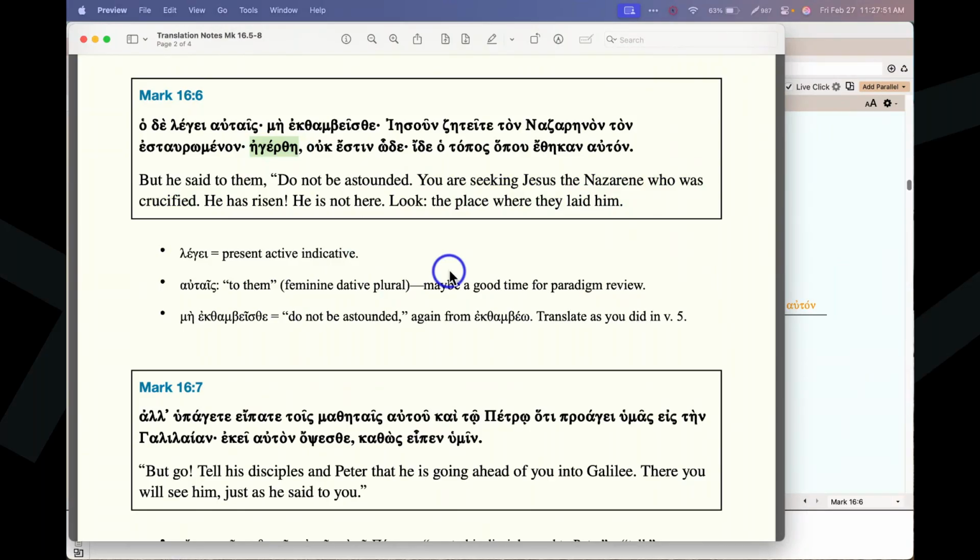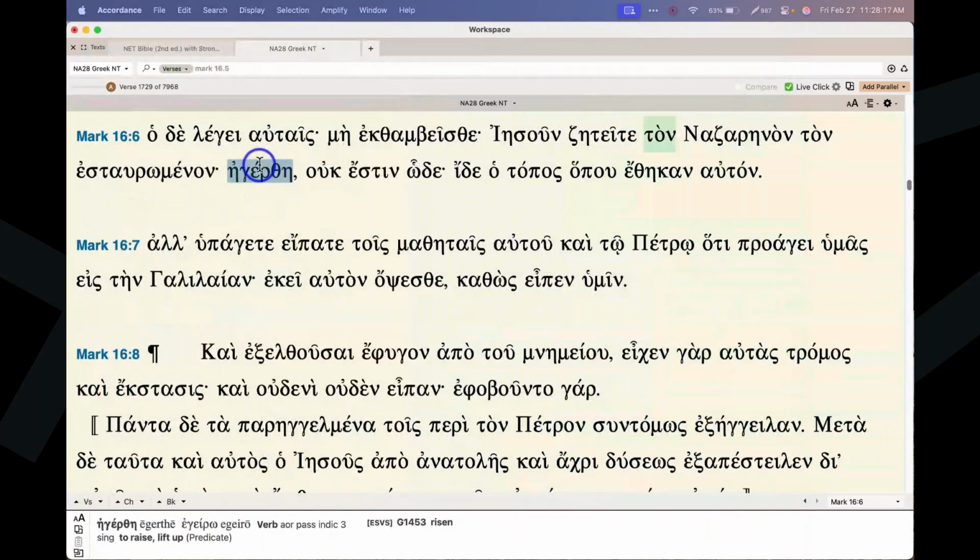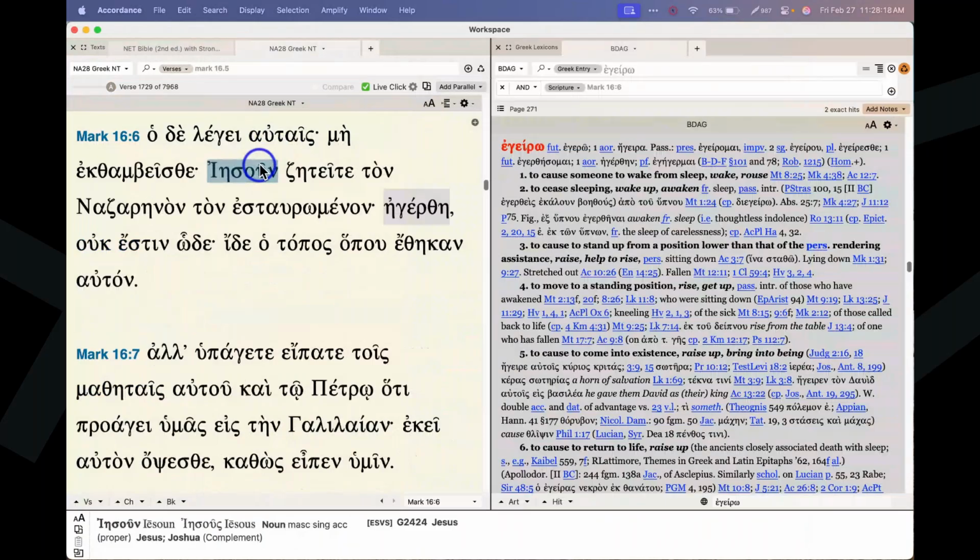It's just amazing, though, that Mark just gives us this one word for this powerful event. I mean, this is the resurrection right here. I mean, he is not here, and look, the place where they laid him. That's all supporting evidence for that. But already he's gone ahead to whatever's next. So this egerthe, talk about a short and concise account of the resurrection. There's all this stuff that leads up to it, as we know, but it's the one word. So this could be worth looking at again in a word study.